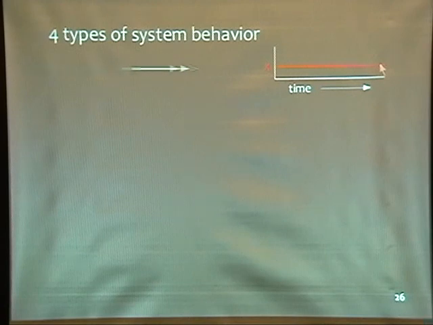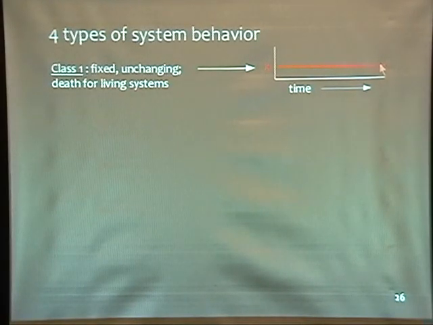Now, there are 4 kinds of system behavior. I mentioned earlier that systems don't demonstrate just any kind of behavior, but their behavior falls into 4 classes, 1, 2, 3, and 4. The simplest behavior is what we call class 1 behavior. It's fixed and unchanging. Now, you're looking here at a simple graph. On the horizontal axis is time. On the vertical axis, you've got some variable x. It could be blood pressure. It could be dollars in your bank account. And you can see that the line suggests that x doesn't change with time.